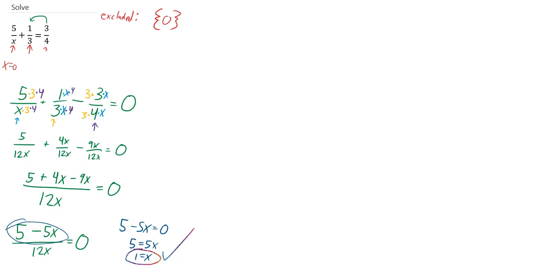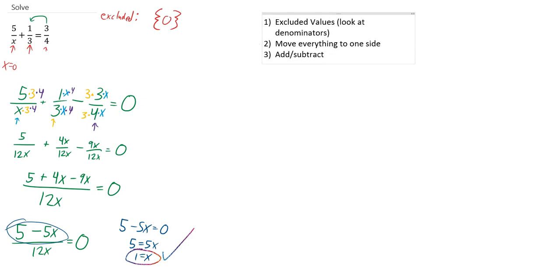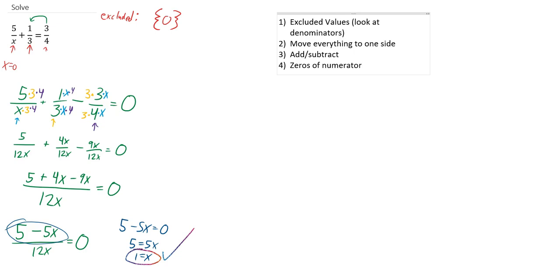Before we move on, let's just recap all the steps we took. Step 1 was I looked at my excluded values, and I did that by looking at my denominators, the zeros of my denominators. Step 2, I moved everything to one side. I took the 3/4 and I moved it to the left side. Then I added and subtracted all my fractions together to make it one giant fraction. And last, I looked at the zeros of the numerator. I figured out what makes 5 minus 5x 0. Let's try applying that to another problem.